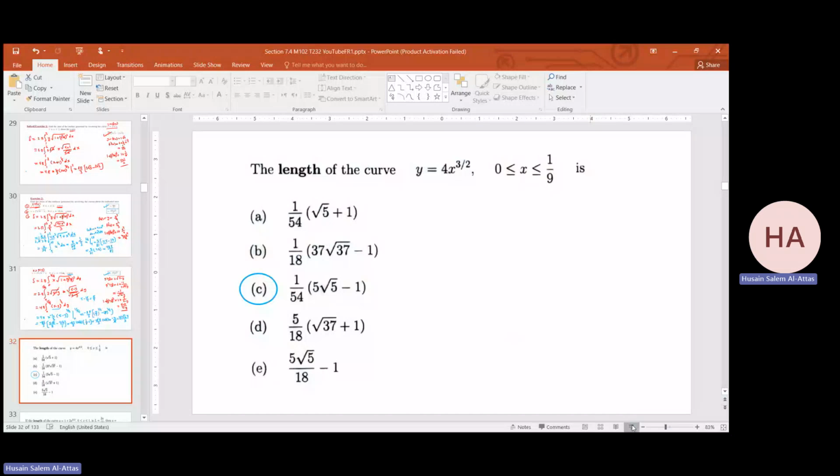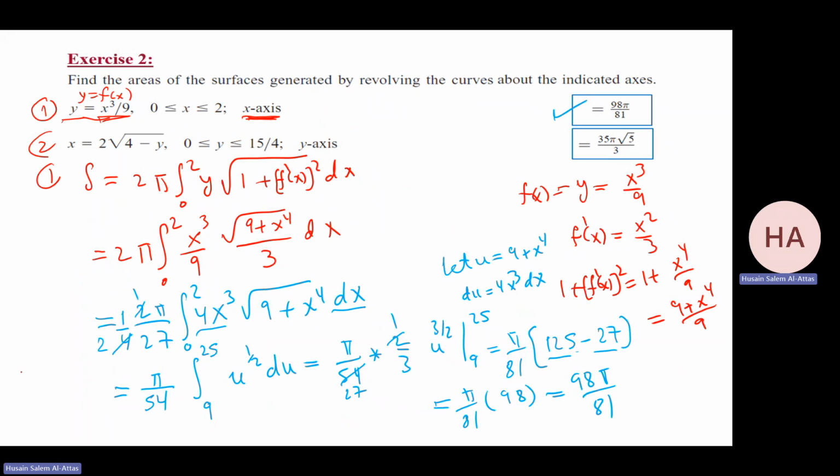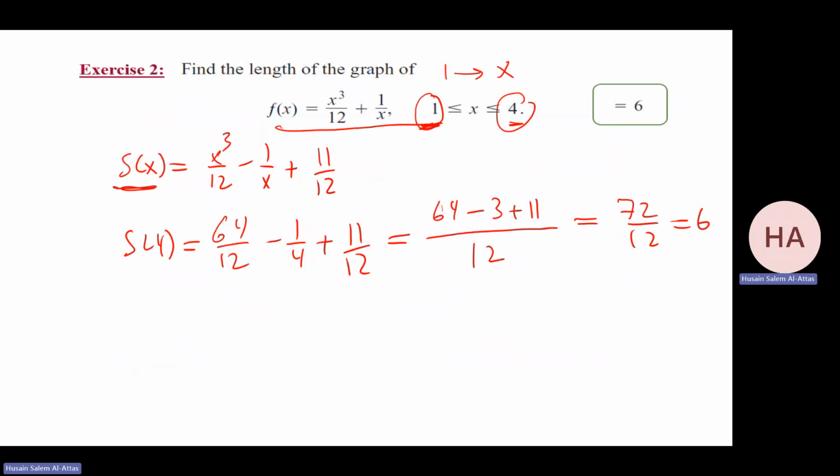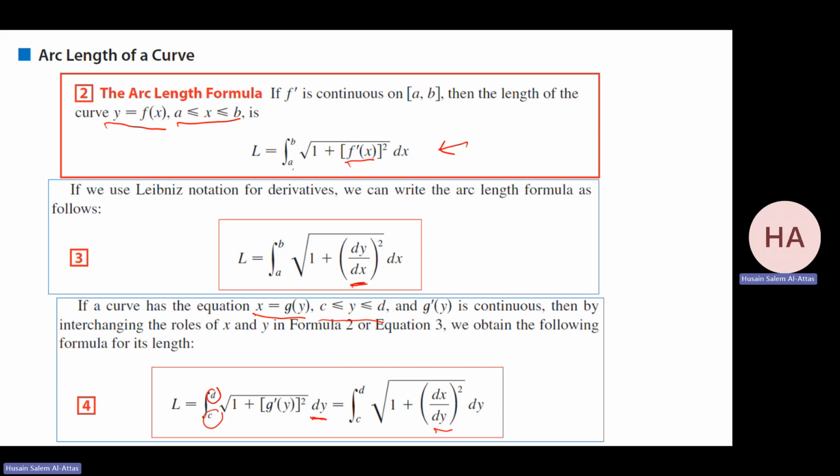Okay, Bismillah ar-Rahman ar-Rahim. Now we finished talking about these two main ideas, the arc length. For arc length, we have this formula. This is the arc length, very clear.